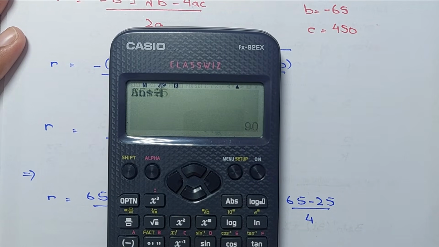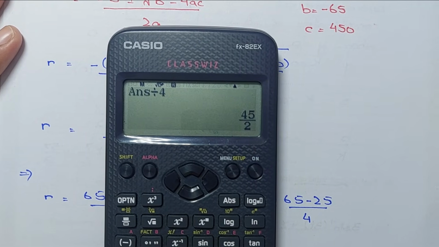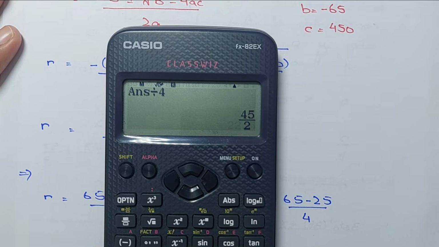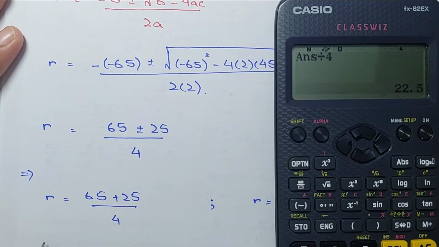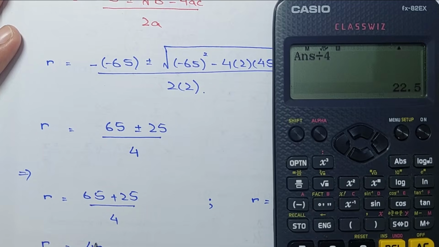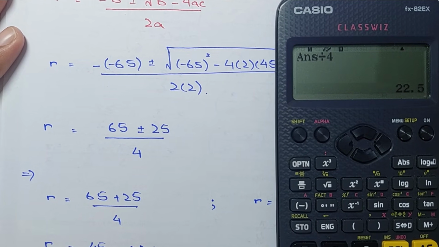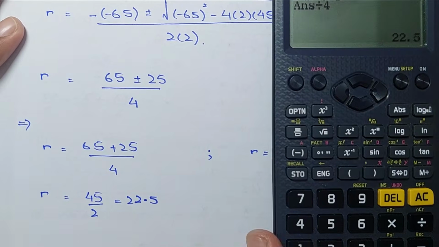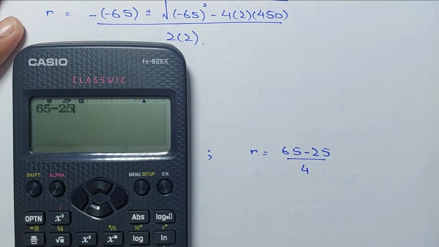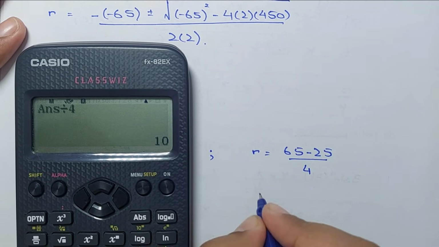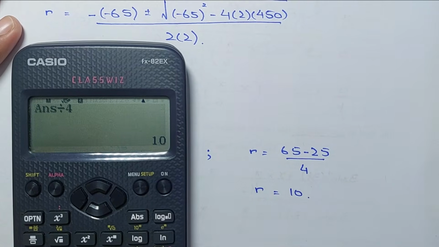65 plus 25 divided by 4 is 45 over 2, or 22.5. 65 minus 25 divided by 4 is 10. The radius is 10 over here.